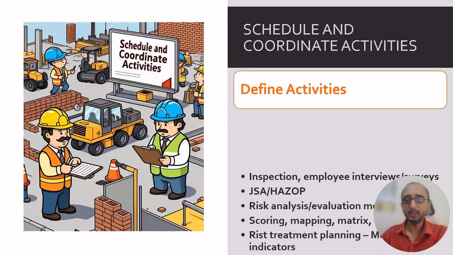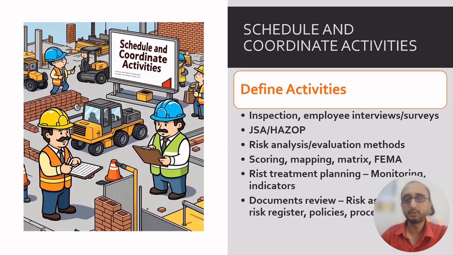So once the risk assessment plan is established and the team is established, now it's time to schedule and coordinate the activities that you are going to perform during the risk assessment. They may include inspections and employee interactions like interviews, surveys, etc. Methodologies, the methods or tools you are going to use, like JSA. Then risk analysis and evaluation methods, risk scoring methods like metrics or number scoring. Then risk treatment planning, and monitoring methods or the indicators you are going to set for monitoring. Then document reviews, which documents you are going to review, like policies, procedures, risk registers, etc.